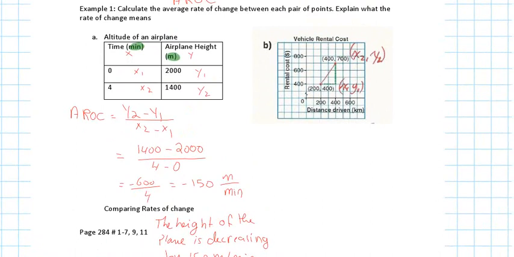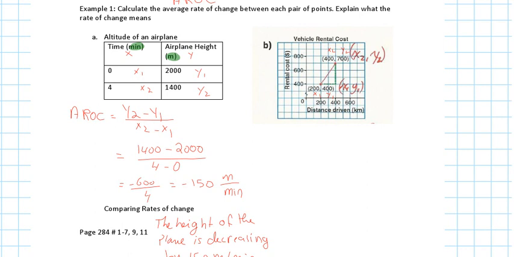Money, rental cost. Now I need to find the average rate of change for the vehicle rental cost. They give me 2 points. First thing you're going to do, you're going to label the 2 points: X1, Y1, X2, Y2. So in this case, this is X1, Y1, and this is X2, Y2. Does it matter if I call this X2, Y2 and the other one X1, Y1? It's not going to matter. It's going to give you the same answer. Doesn't matter which one you label.